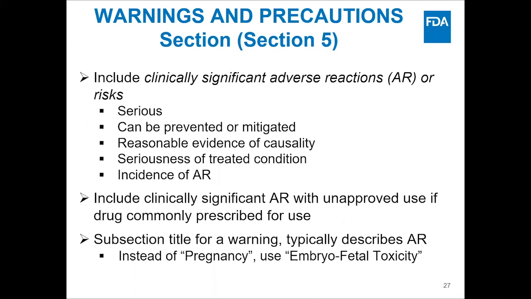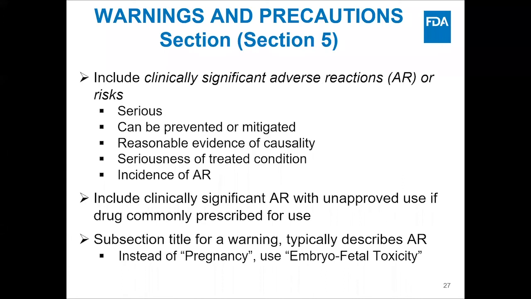So, for example, with a life-threatening condition, you're going to likely treat through adverse reactions, and you'll potentially have a higher threshold to include something in the warnings and precautions. However, if it's fibromyalgia, you're going to have a lower threshold for including that. The higher the incidence of the adverse reaction, the more likely that you include it in the warnings and precautions section. The FDA also may include a warning in the warnings and precautions section if there's a clinically significant adverse reaction associated with unapproved use, and it's commonly prescribed.